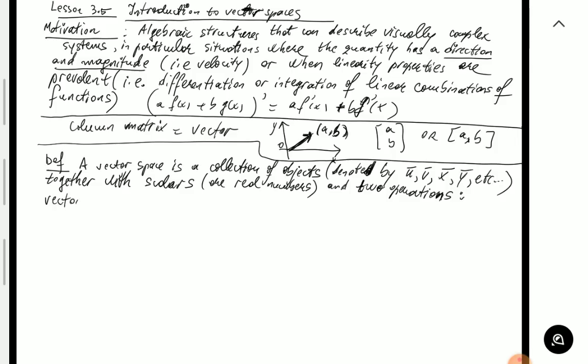vector addition, which is again of course denoted by x bar plus y bar, etc., right? And scalar multiplication.